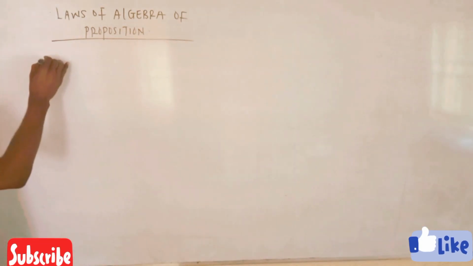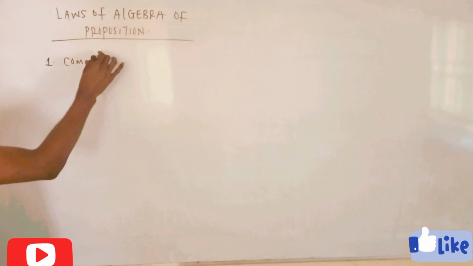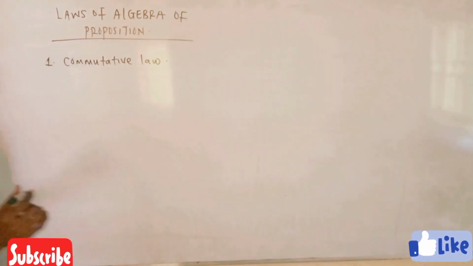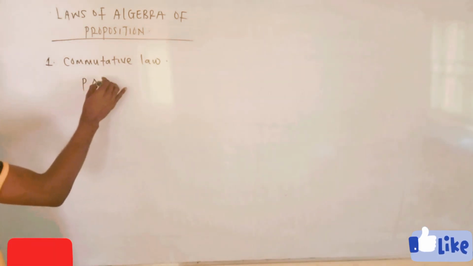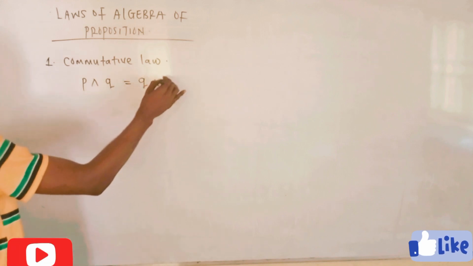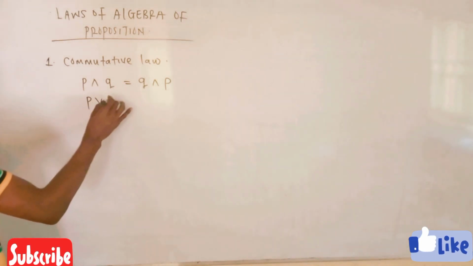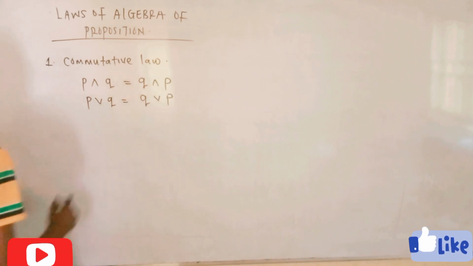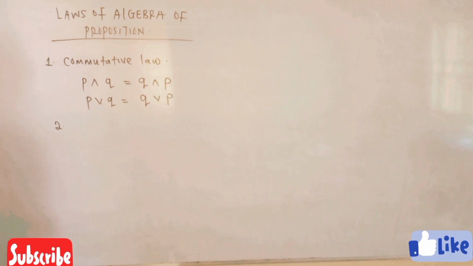The number one law is the commutative law. Commutative law states that P and Q is the same thing as Q and P. P or Q is the same thing as Q or P. Number two, just take note of that.